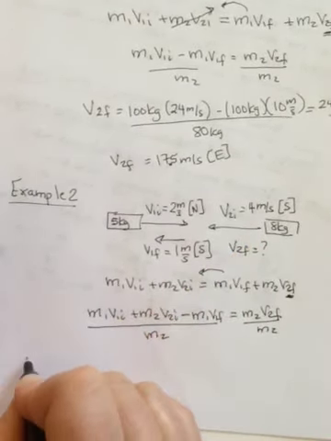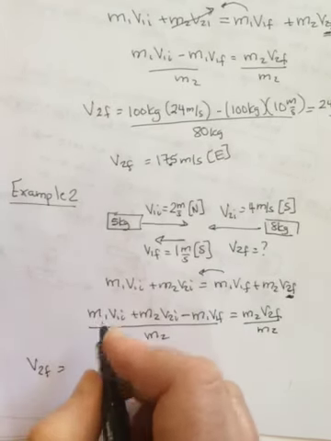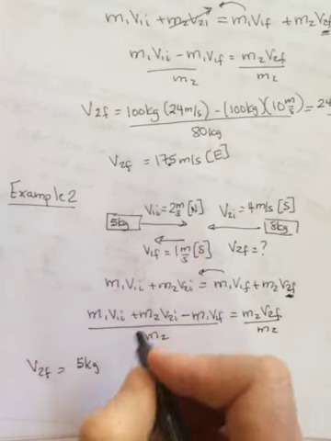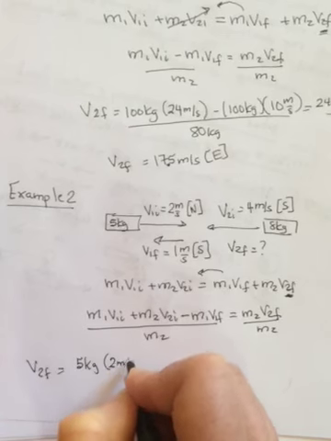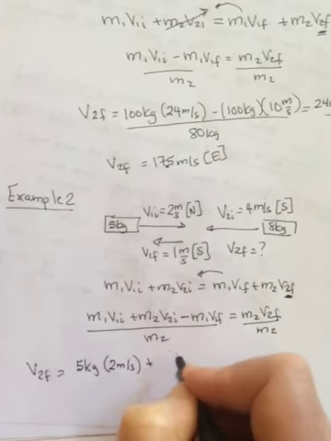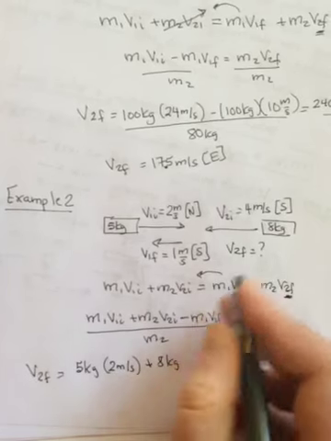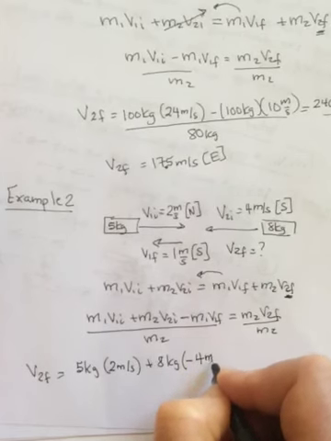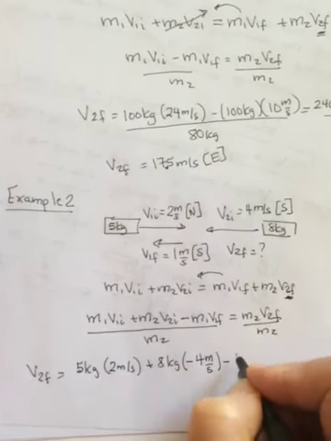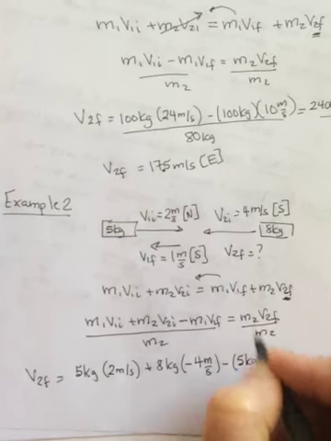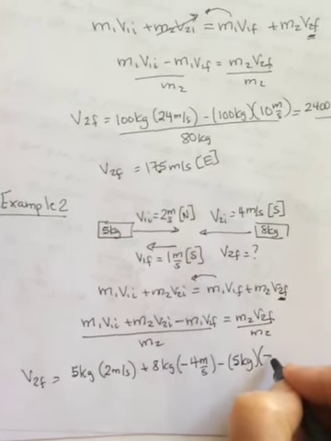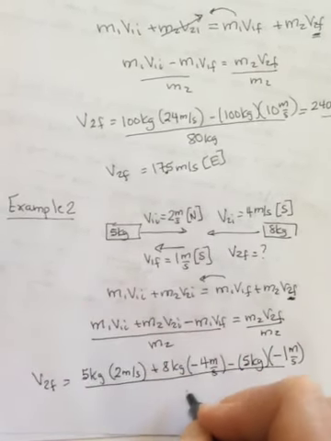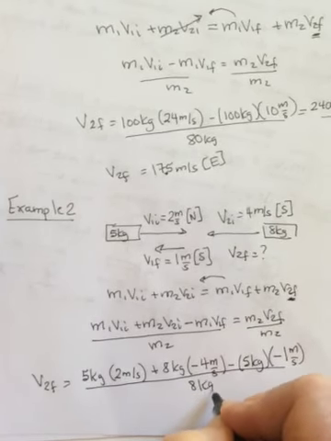Okay, so now when you go to fill in your numbers, be careful of positives and negatives. So M1 is 5 kilograms. And V1 initial is going north, so let's call north positive, so 2 meters per second. Plus M2 was 8 kilograms, and it was going 4 meters per second south initially, so it has to go in as a negative 4 meters per second. Minus M1, 5 kilograms, and after the collision it's going 1 meter per second south, so it goes in as negative 1 meter per second. And it all gets divided by 8 kilograms.